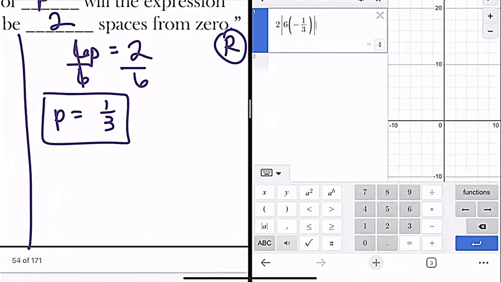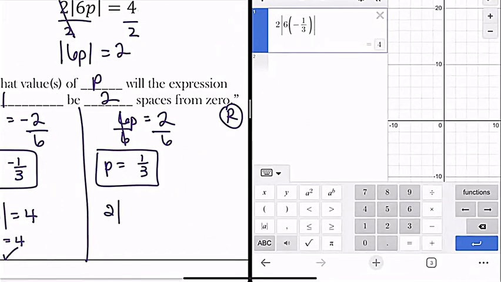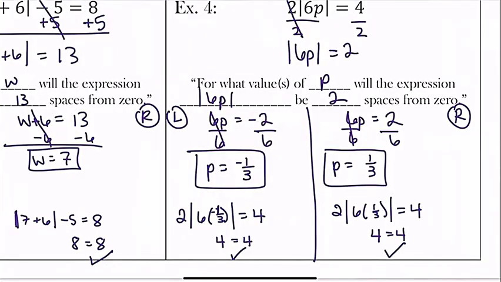And then we'll do the same thing over here. So I still have my 2 times 6. And then for p on this one, I have positive 1/3. And then we'll plug it in. I'm just going to go back through and change my negative 1/3 to positive 1/3. And it still equals 4. And 4 does equal 4, that's true. So this is also a solution. And that's how it works in general.